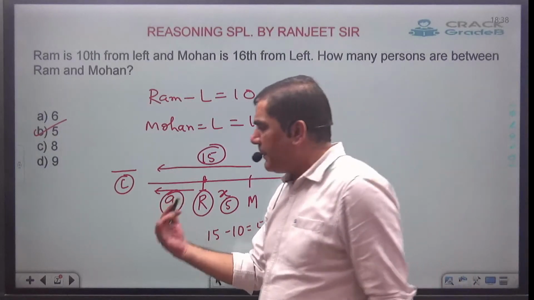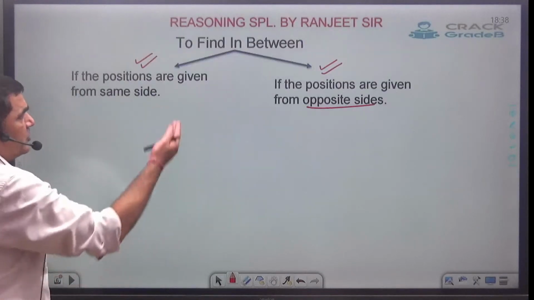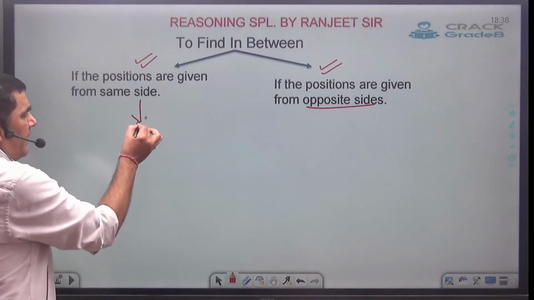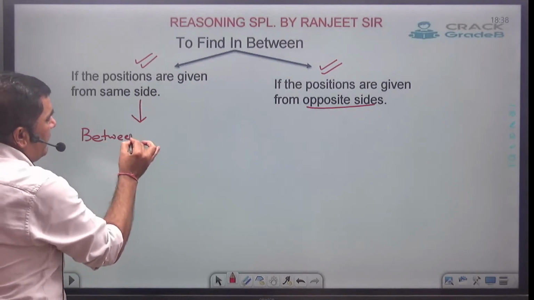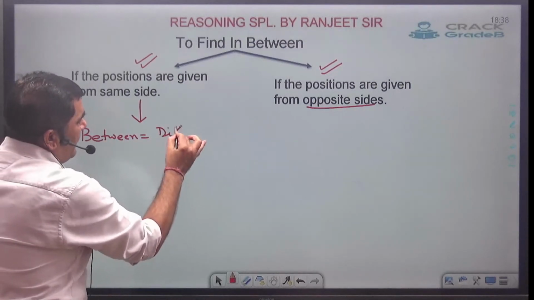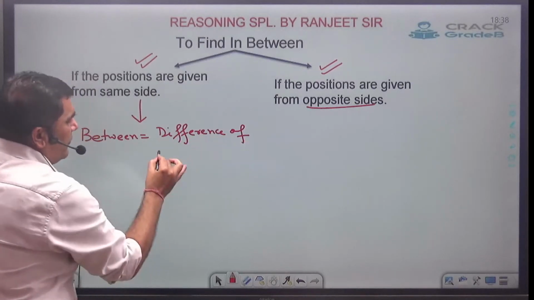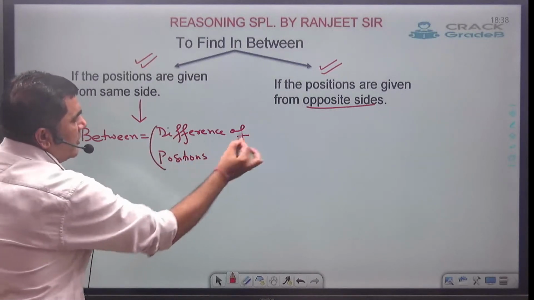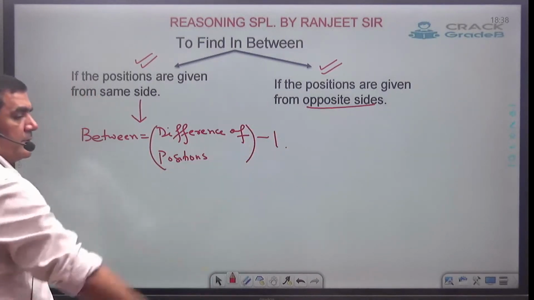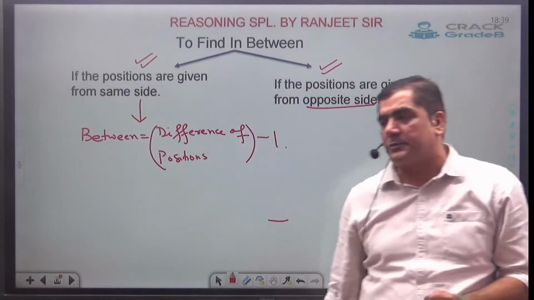Clear? But if by chance they ask the positions from the same side, then you are not supposed to need so many things. Simply remember, my dear, whenever they give positions from the same side, then between will be equal to difference of positions minus 1. That's all. Simply take the difference of the positions and then subtract 1. You'll get the answer.